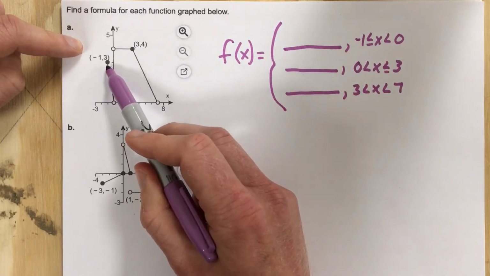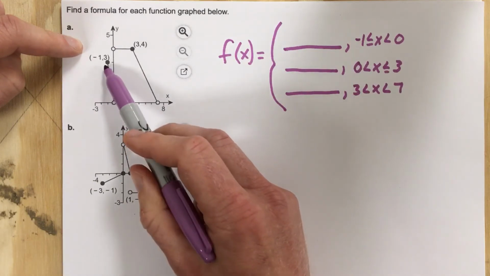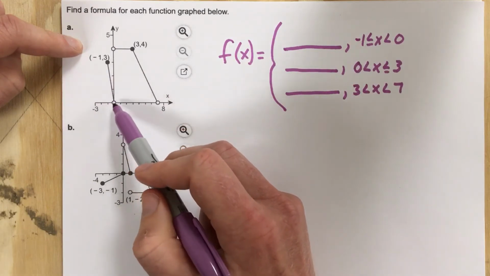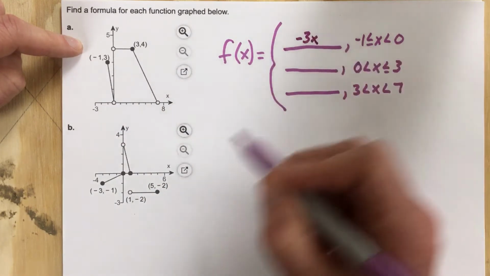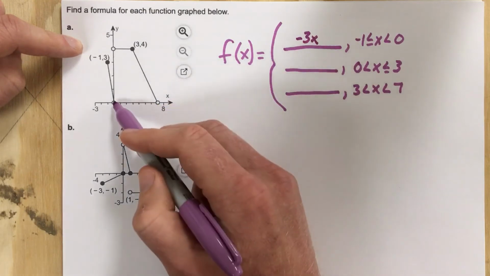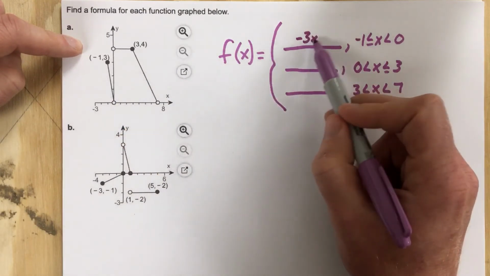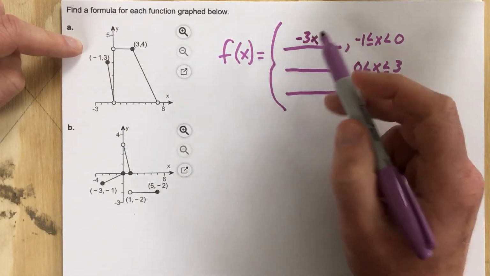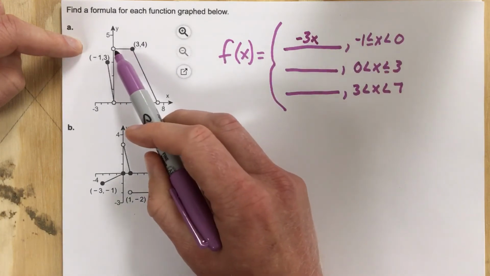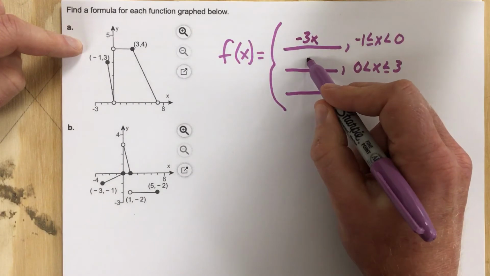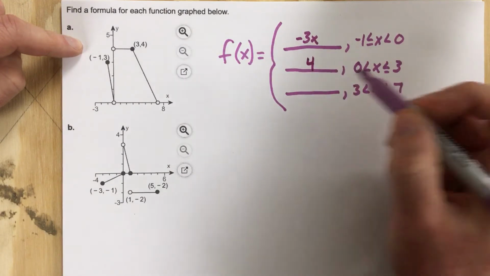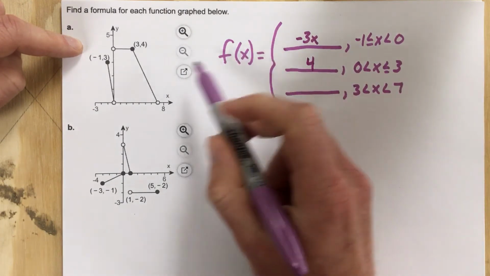Well, I can see that its slope is negative, and it goes down 3 over 1, so its slope is -3x. The y-intercept is 0, so -3x is the formula for that. This is just a flat line at 4, so I'm just going to write 4 for the middle one. Y equals 4, of course, but I already have f of x equals here.